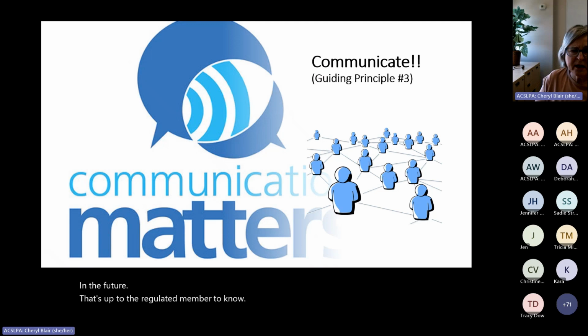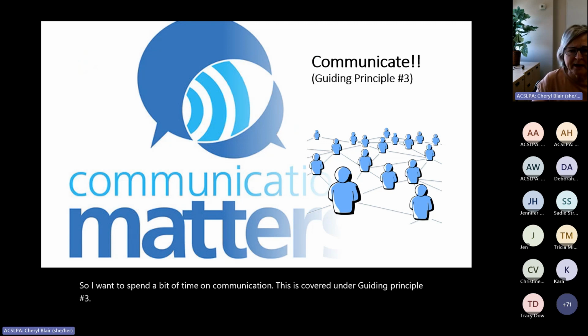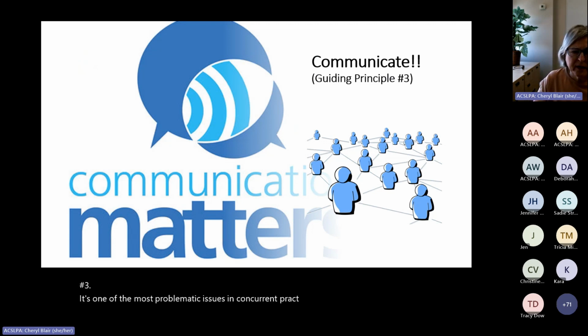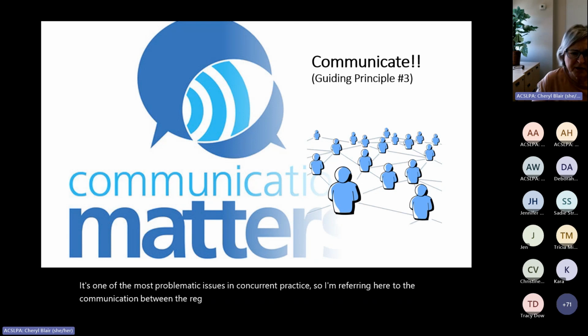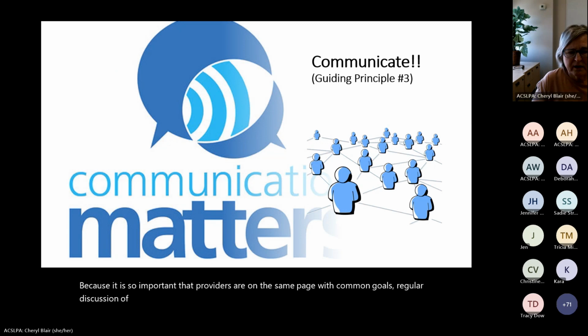So I want to spend a bit of time on communication. This is covered under Guiding Principle number 3. It's one of the most problematic issues in concurrent practice. So I'm referring here to the communication between the regulated member service providers and/or between the providers and the client, patient, family. Because it is so important that providers are on the same page with common goals, regular discussion of rationale, developments, and monitoring of treatment outcomes should be ongoing.